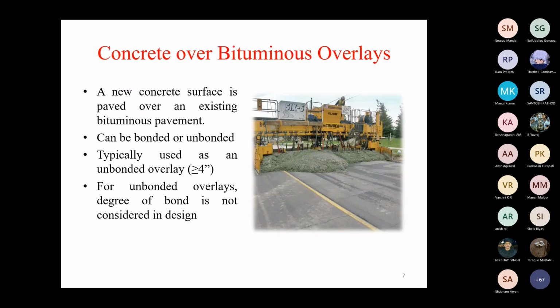Concrete over bituminous surface: the existing surface is bituminous, and you can provide a concrete surface like a thin white topping. A new concrete surface is paved over an existing bituminous surface. It can be bonded or unbonded. Bonded means you just mill or scarify, then lay the concrete. Unbonded means you lay a thin polythene sheet over the existing surface and lay the concrete overlay above that, so the two layers act differently. Typically it is used as an unbonded overlay.